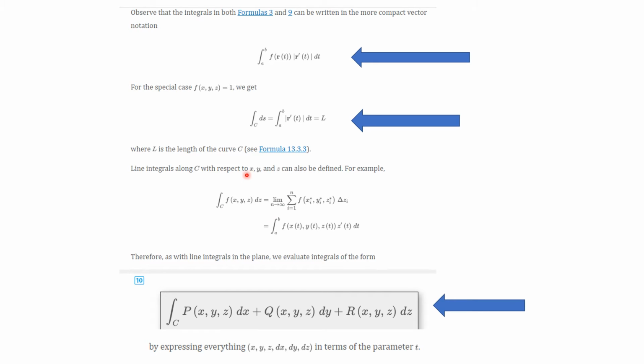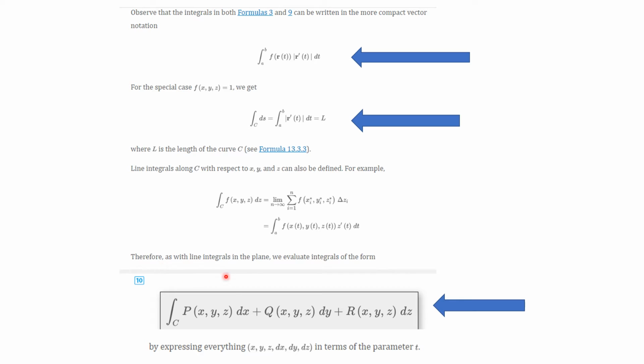Now, line integrals along C with respect to x, y, and z also can be defined. Here, as an example, we're just saying dz. So we look at this integral as a limit of Riemann sums, but now in the limit, this is going to be dz. But dz is z prime of t times dt. And the same thing would happen if you had dx or dy.